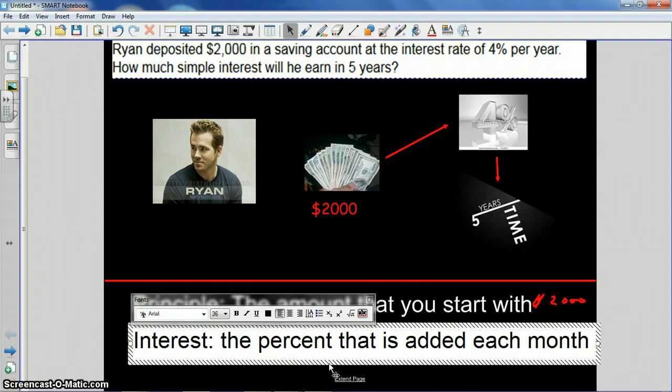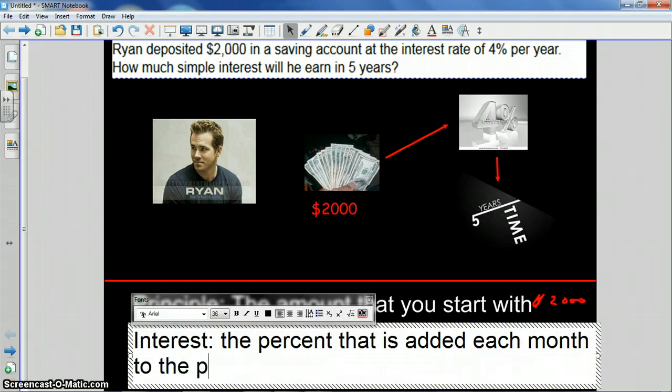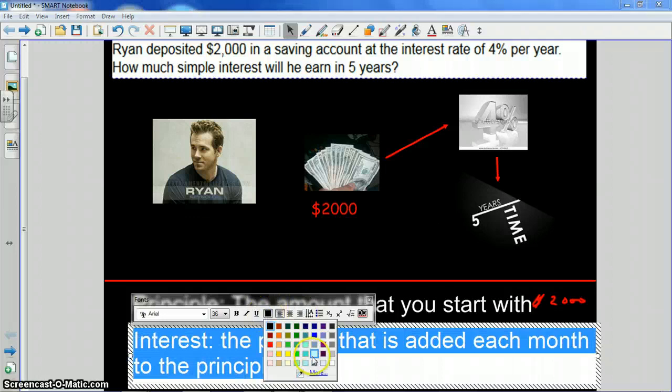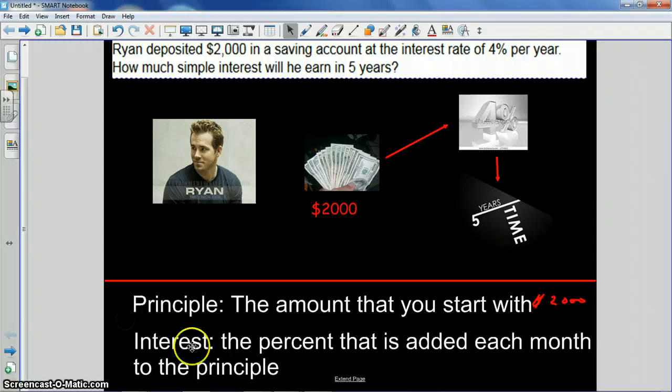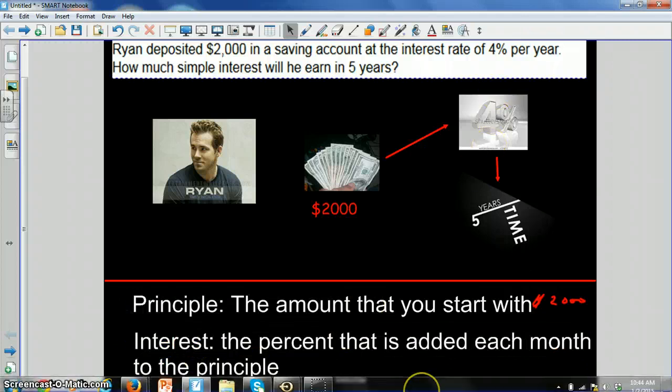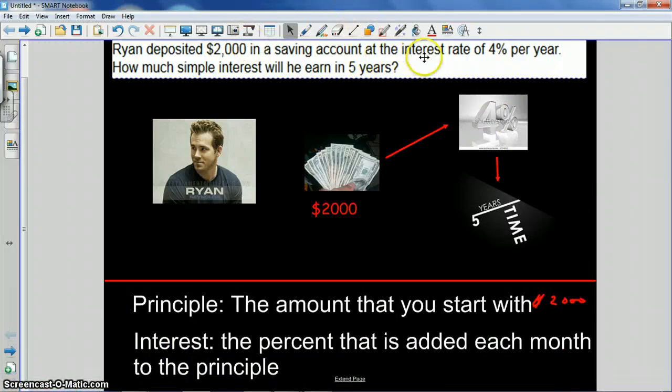We're going to say added each month to the principal. Once again, this is a very simplified explanation of what an interest rate is, but it's the amount that's added, the percent that's added each month to the principal. And in this case, it's 4%. So let's go ahead and write down 4% there.